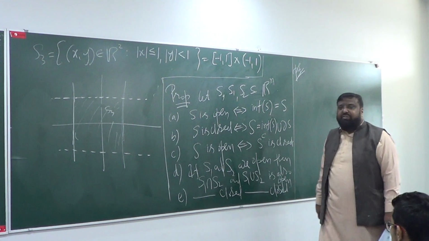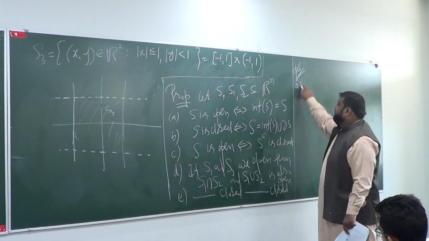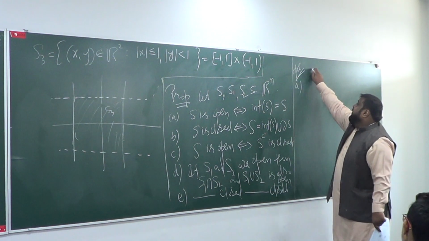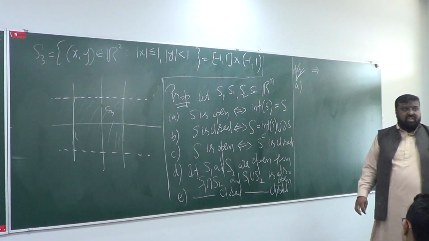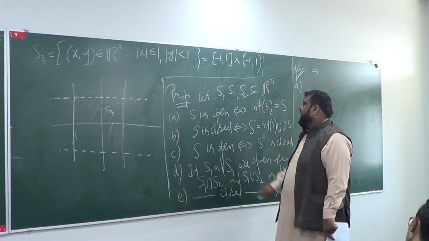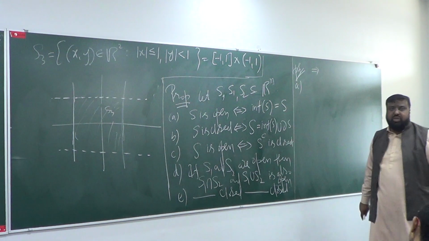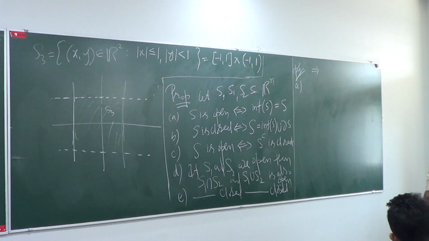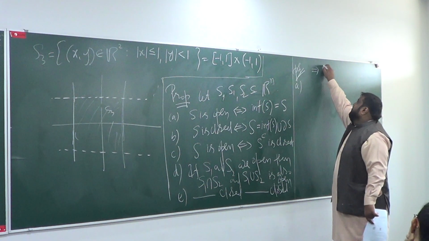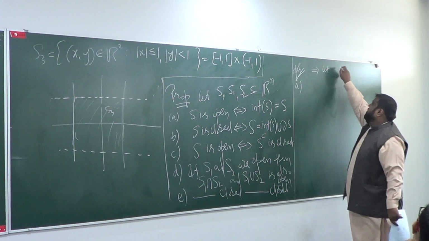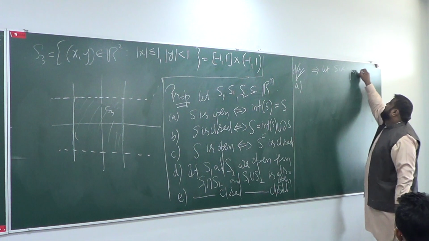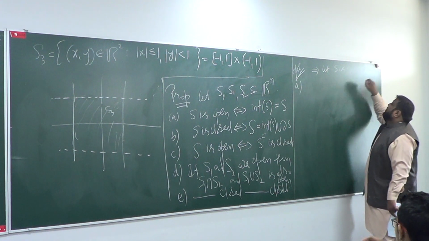So how do you prove an if and only if statement actually? You have to do both ways. So let me prove, for example, the forward side. In other words, let me assume that S is open. I need to show that the interior of S is equal to S.